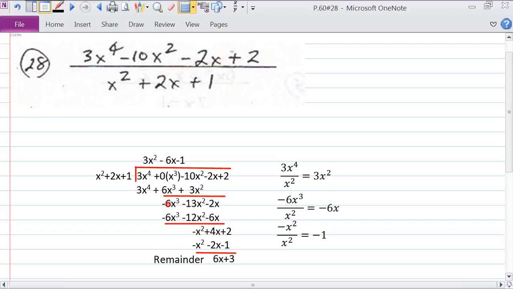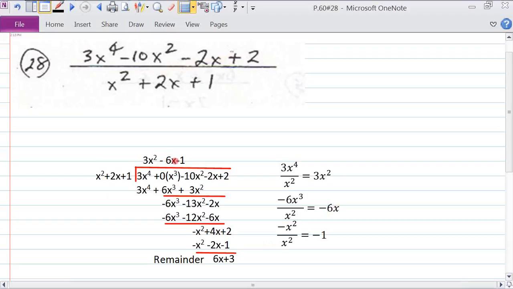Now we're going to take this and divide it by x squared. So the first term here, we always do that. The first term here, minus 6x cubed by x squared, gives us the second term that goes in the quotient. So this minus 6x goes up here. So we've divided minus 6x cubed by x squared. We get minus 6x. We put that up here.